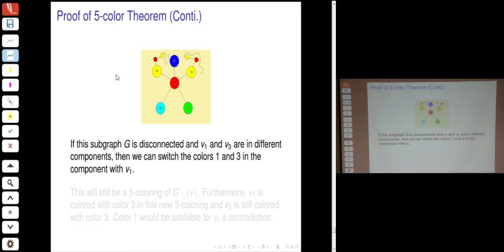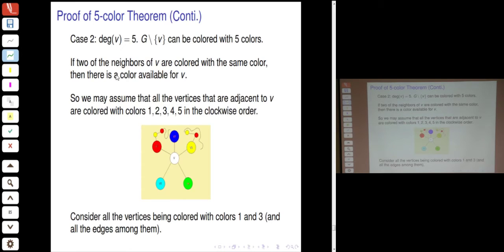Then we can switch the colors 1 and 3 in the component of V1, right? Here, it used to be red, yellow, and something else. Now just swap yellow and red. So change this to yellow, this to red, this to yellow, this to red. So it's still a legal coloring. It doesn't matter that you use 5 colors. Red has to go to this, right? So as long as it's a coloring, it's fine.